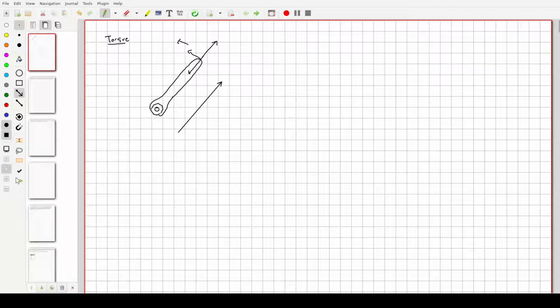Now, let's take this wrench right here and mimic it the following way. This is my point of rotation, which I'm going to call P. I'm going to call this R. R is the distance from the point of rotation to where I'm applying the force. This is my force F. And what I'm going to do is extend R this way.